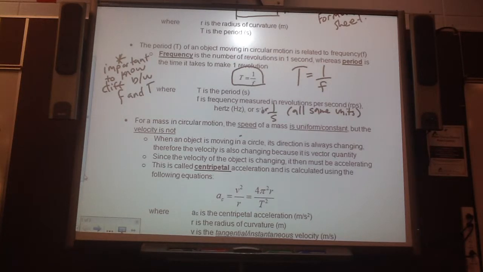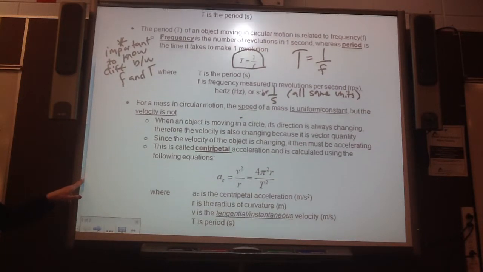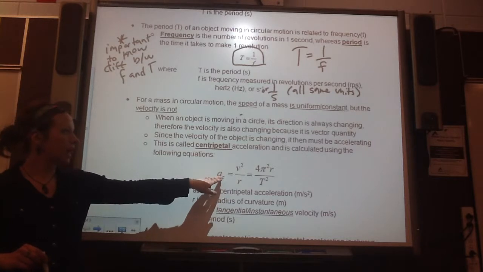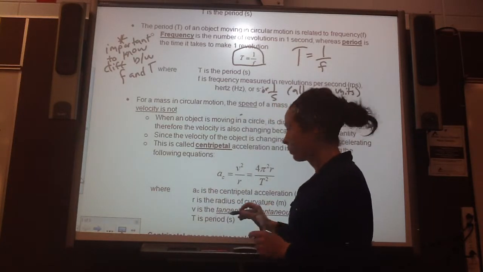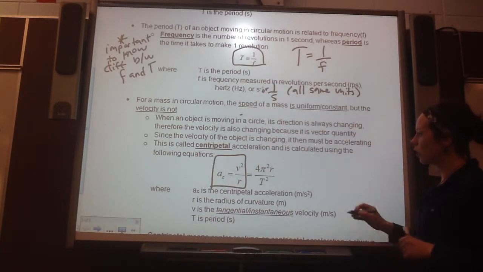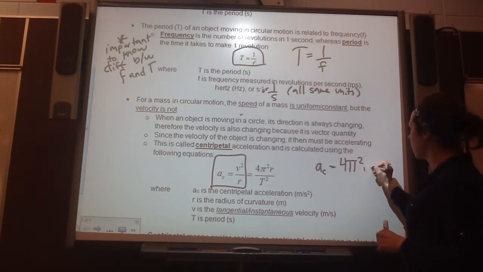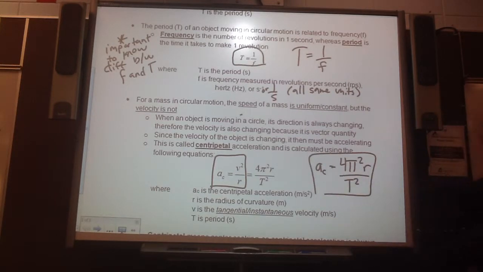This is called centripetal acceleration, and it is calculated using the following equations. Some of you might have already jotted this in, but I want you to write down a_c is equal to v squared over r, or if you don't have velocity but you have both radius and your period, it's 4 pi squared times r divided by T squared. So either one. Both give you a_c. It depends on what your question gives you, what you need. This is also on your formula sheet under kinematics. So look and find it under kinematics there.